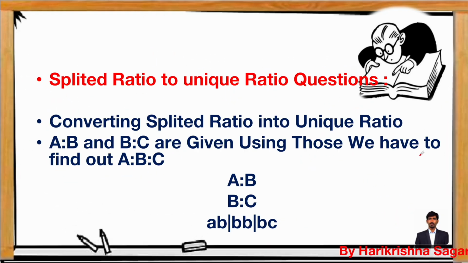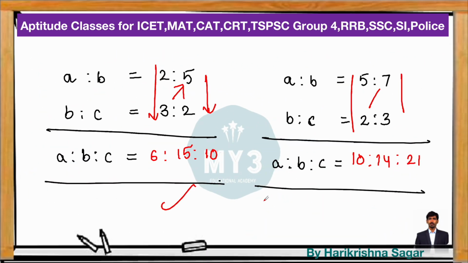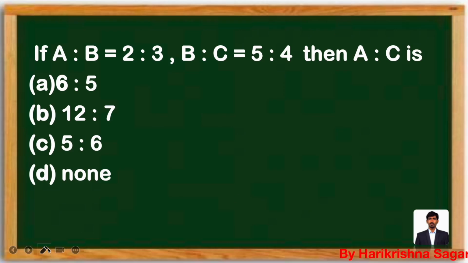To convert any splitter ratio to unique ratio, that means A is to B and B is to C is given, to get a unique ratio, you can just multiply the first terms, cross terms and last terms. So use this rule to find out the values. So let's look at the practice questions based on the same logic.